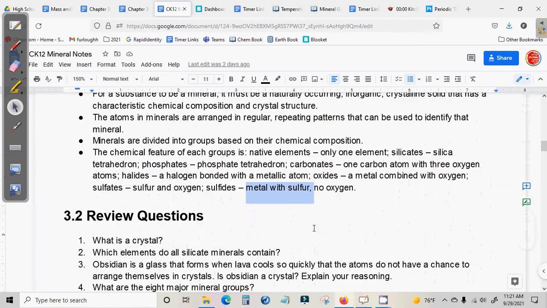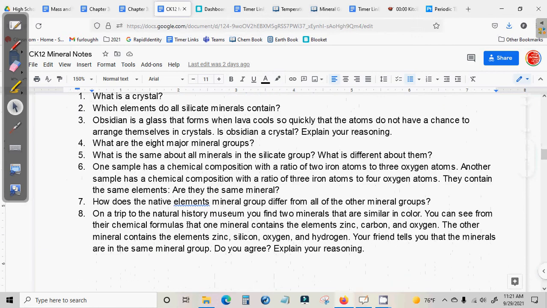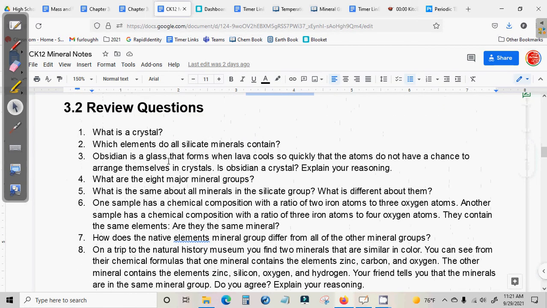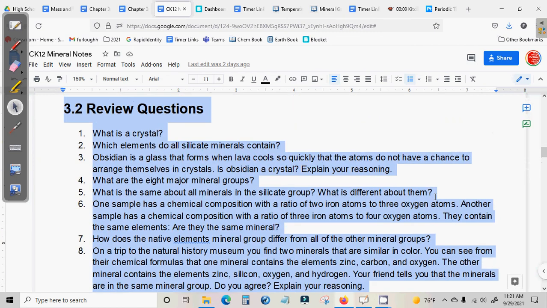Alright, so now this would be on your left-hand page if you glue it in or if you write it in. If you're at home for an extended amount of time, you might write it in. Right? And then the 3.2 questions, whoops, went too far. These questions would be answered on your right-hand page. Okay?